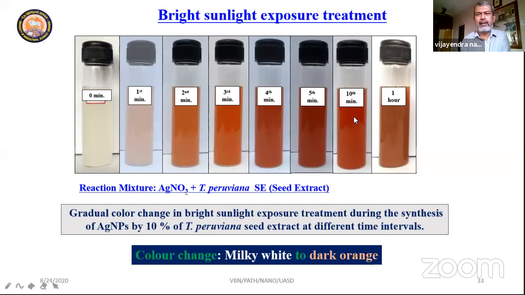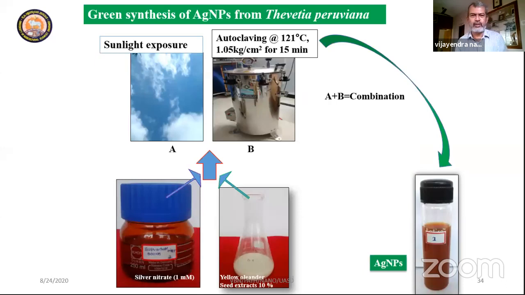So what is the one now? I'm very sure all of us will accept that I can also synthesize in my simplest laboratory using any one plant extract, second AgNO3, and third the sunlight, which is available throughout India at any time. Somebody suggested, can you use pressure technology? Yes, we use what is called autoclaving, and we started with these things.